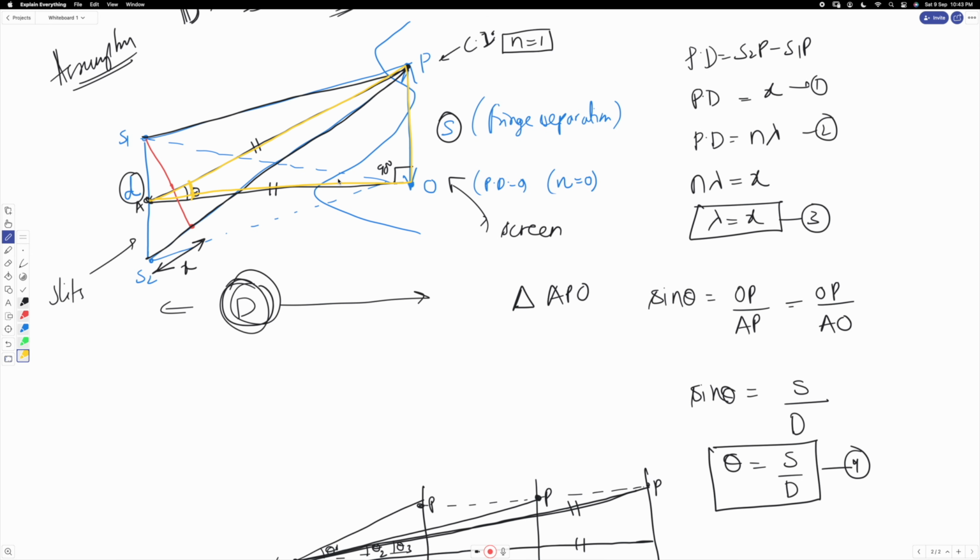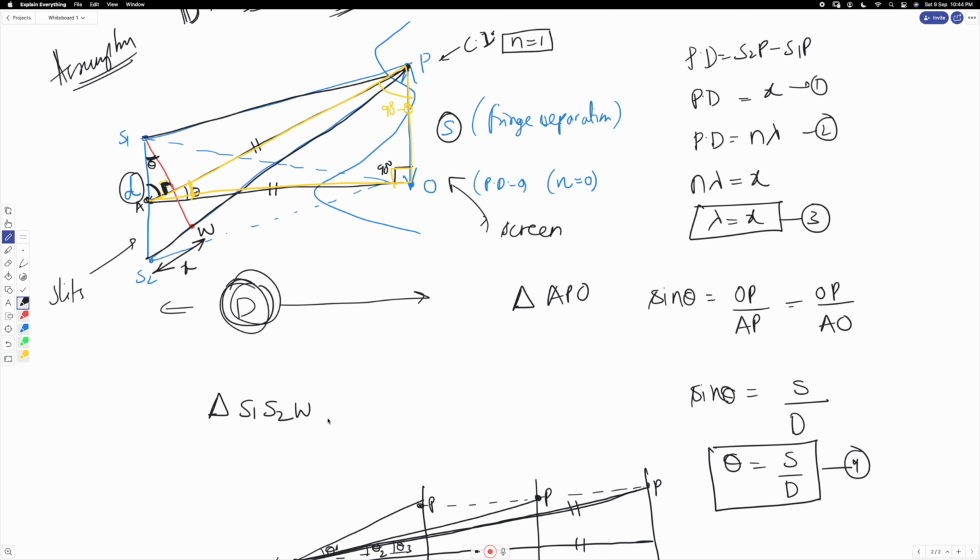Since this is theta, this is 90, this is 90 minus theta. If that's 90 minus theta, that's going to be 90 minus theta. And since this is a perpendicular line drawn here, this is going to be theta. I repeat, this is 90 minus theta. This is going to be how much? Theta. So from triangle S1, S2, let me call this point W.